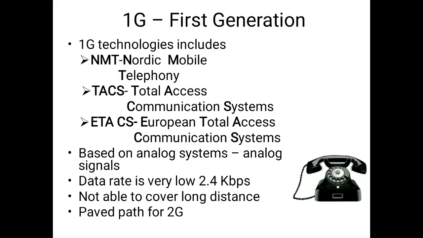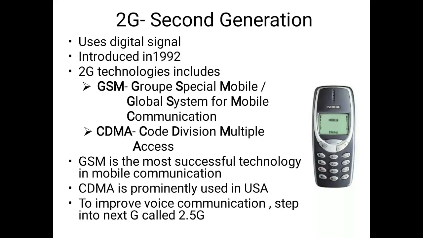Coming to first generation, which is shortly called as 1G, this technology includes NMT, Nordic Mobile Telephony, TACS, Total Access Communication Systems, and ETACS, European Total Access Communication Systems. This first generation of mobile telephone systems is based on analog systems which use analog signals for data transmission. This data rate is very low, which is 2.4 kbps, which is unable to cover long distance communication. Hence, it paved the path for second generation mobile technologies, that is 2G.